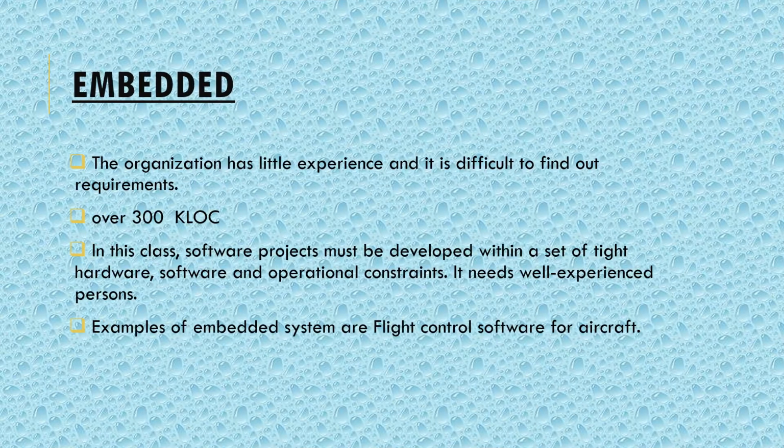Now we will discuss the third category of class, that is the embedded class. In this class, software projects must be developed within a set of tight hardware, software and operational constraints. It also requires well experienced persons. For example, when we are creating flight control software for an aircraft, or we are creating a traffic control system, in all these projects we require this embedded class.